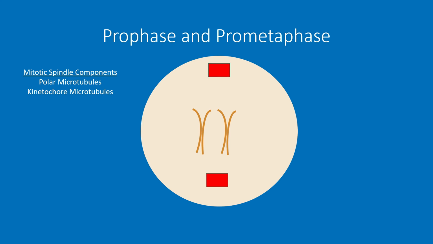Then it moves on to prometaphase, where more disintegrating of the nucleus occurs and the mitotic spindle further develops. Chromosomes also become more condensed with sister chromatids, the centromere being the area where the chromatids attach. The mitotic spindle is made up of microtubules called spindle fibers, and there's two types. Polar microtubules, their job is to push the poles of the cell away from each other during mitosis, and kinetochore microtubules will pull the chromosome, the sister chromatids, away from each other and towards the poles during mitosis.